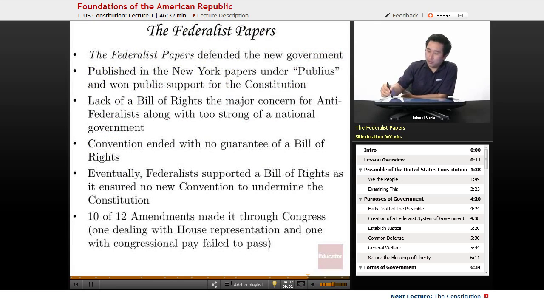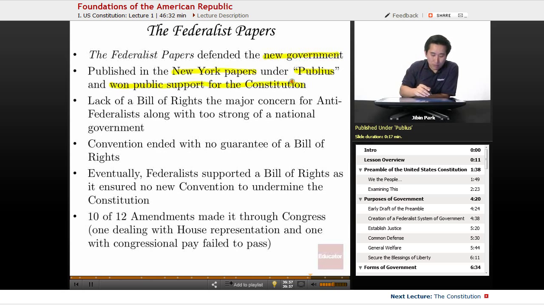So what were the Federalist Papers? The Federalist Papers defended the new government, were published in the New York papers under Publius, and they eventually won public support for the Constitution. People may have been hesitant in the beginning: what is this new Constitution? But Publius successfully argued that it was in the best interests of the country.